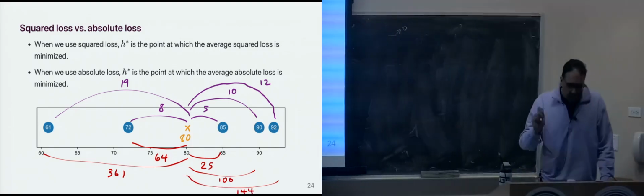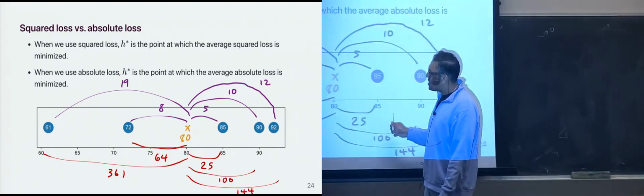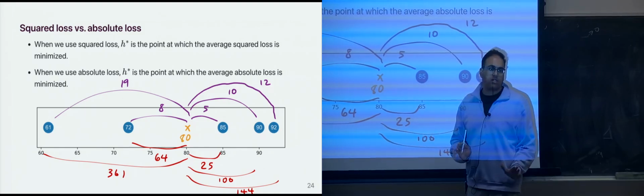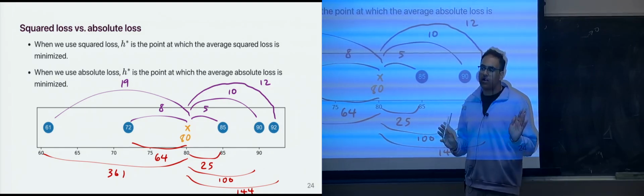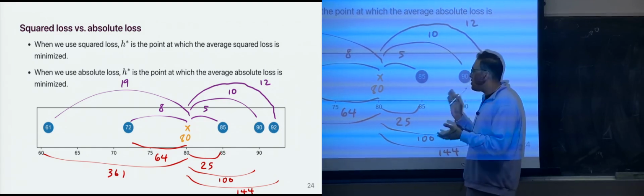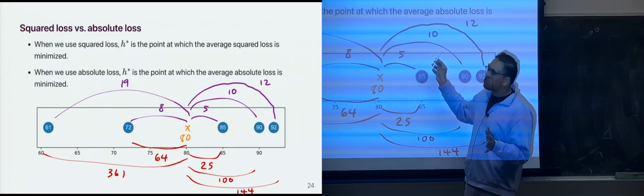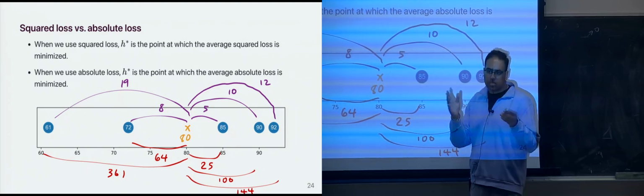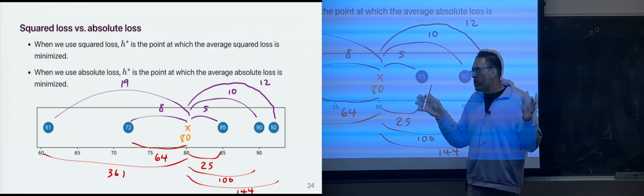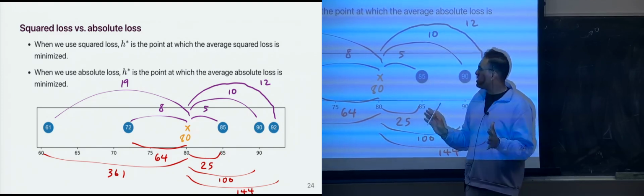Okay? Here's the key. 80 is the point at which the average of the red numbers is minimized. That we know, we already proved it using calculus. But what I want to give you an intuition for is that it isn't actually the number in this case where the average of the purple numbers is minimized. And let's talk about it. I don't yet know what number minimizes the average of the purples. But I'll tell you that it's not 80. And here's why.